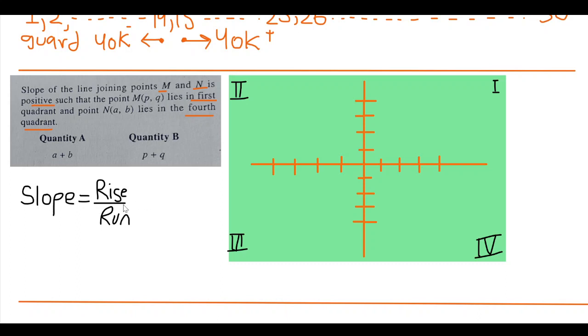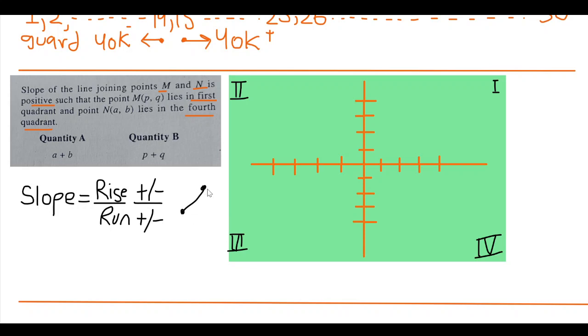So when can a ratio be positive? Well, one case is that both values are positive or both values are negative. And whenever this type of situation occurs, the line is always going uphill. Like if you move from left to right, it is an uphill line.